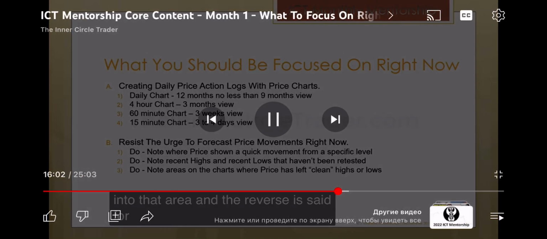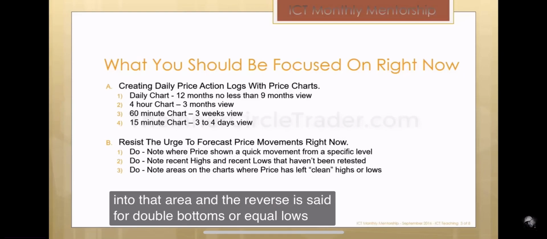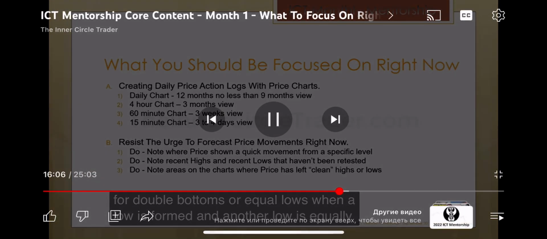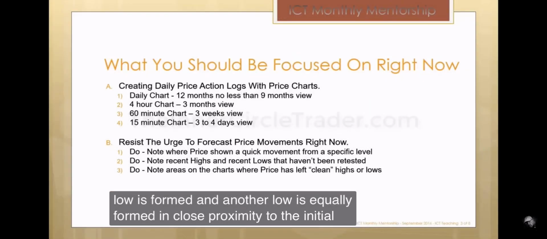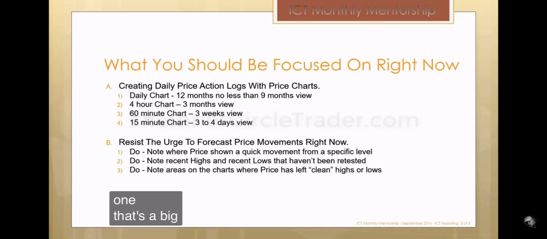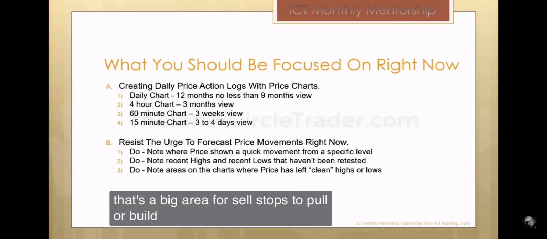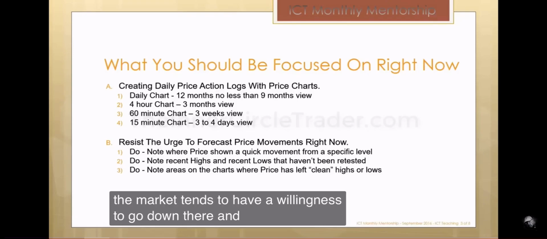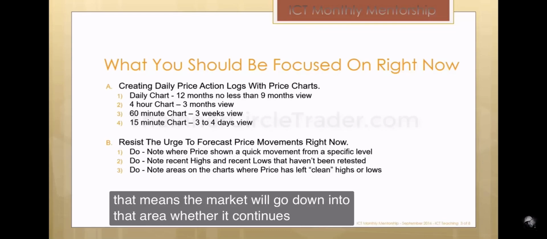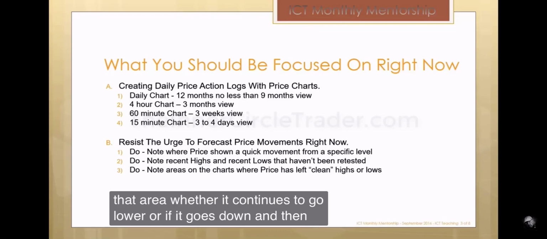And the reverse is said for double bottoms or equal lows. When a low is formed and another low is equally formed in close proximity to the initial one, that's a big area for sell stops to build up underneath those lows. And the market tends to have a willingness to go down there and test that liquidity. That means the market will go down into that area, whether it continues to go lower or if it goes down there and then reverses.